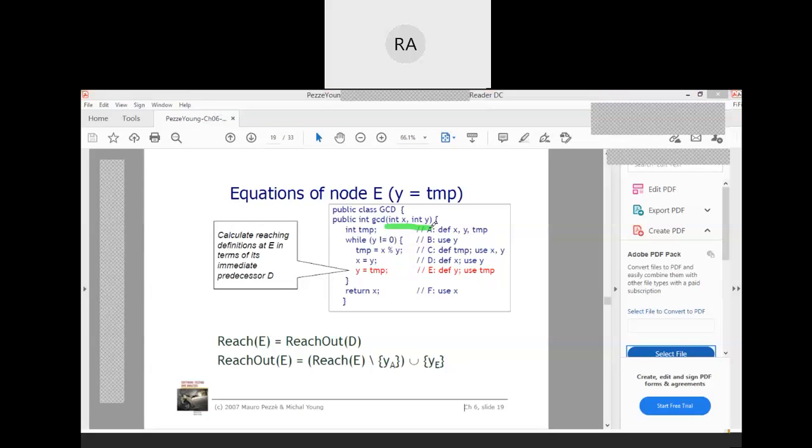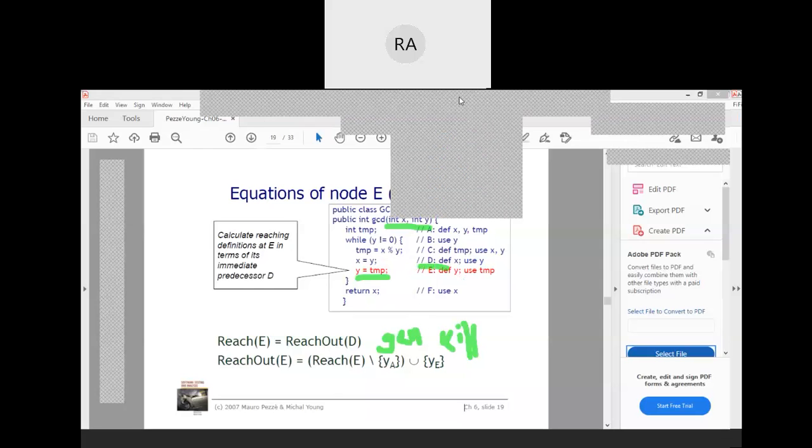I am taking the value for Y. After that I am not changing it at all. The only change in the value of Y is here at node E. Here it is getting generated for the first time, and at node E the previous value is being killed. So this is how I can compute the reaching definitions of a particular node by making use of a predecessor node. I have to consider the predecessor node in order to compute the reaching definition.